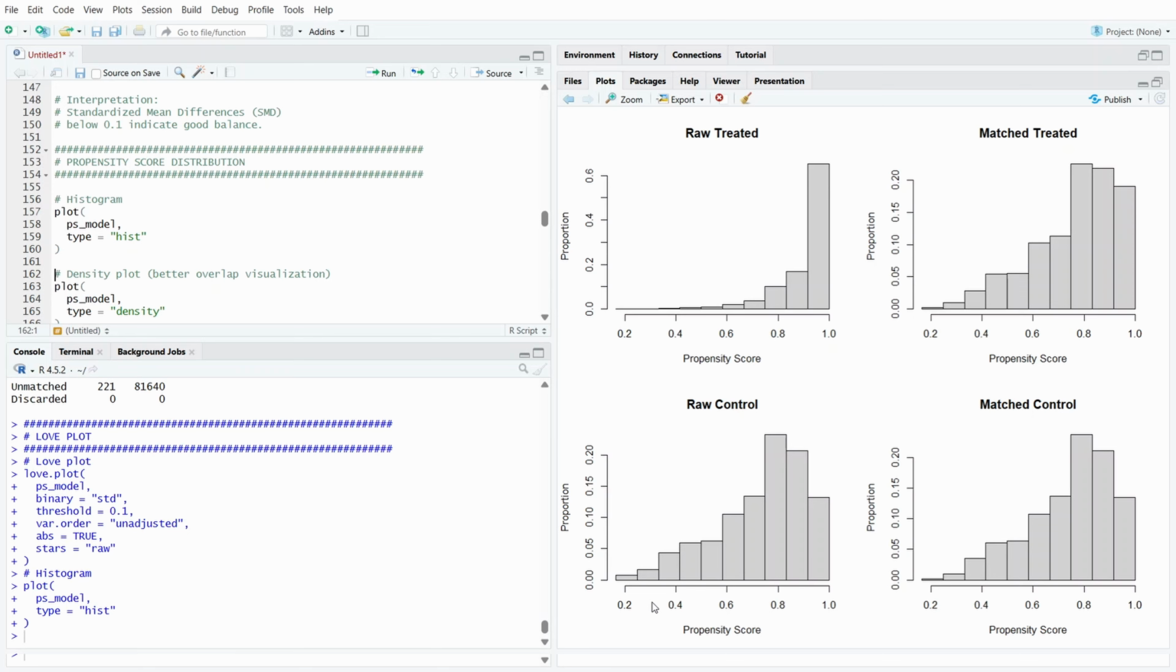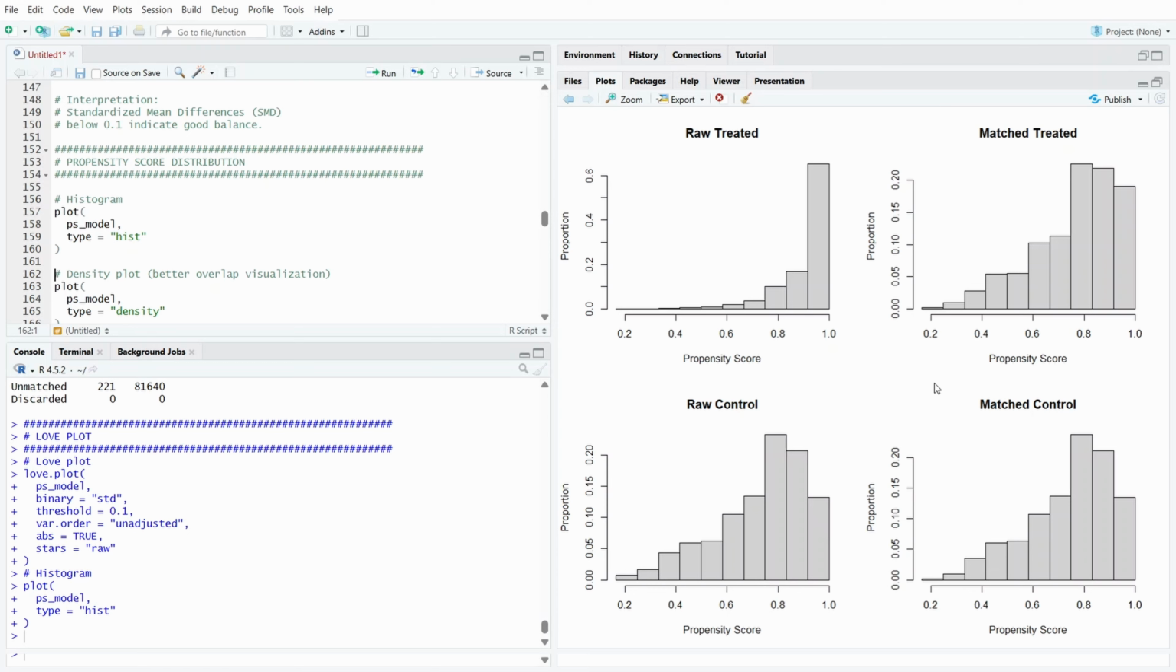Now compare that to the bottom left panel labeled raw control. This represents the uninsured group before matching. Their propensity scores are much more spread out and generally lower. This tells us the uninsured participants looked systematically different from the insured participants even before we analyzed health outcomes. This imbalance is exactly why causal inference methods like propensity score matching are necessary. If we compared these groups directly, we could easily mistake demographic differences for an insurance effect.